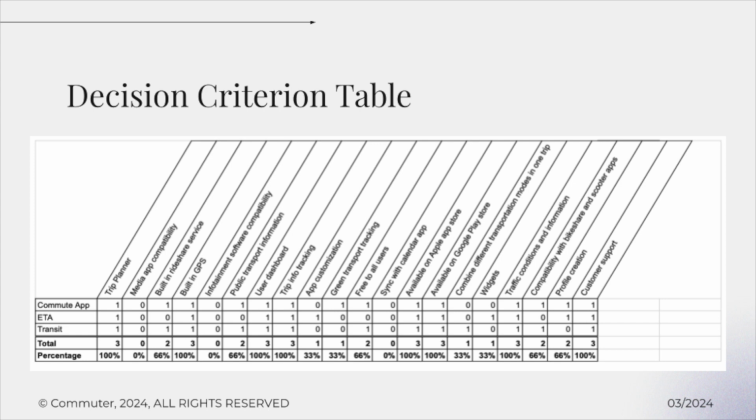This slide contains our decision criterion table. Here we chose 3 apps that we felt covered some of the features that we plan to use in Commuter. These range from a trip planner, to built-in GPS, to infotainment software compatibility, user dashboards, customization, widgets, and traffic information. By comparing these apps, we were able to get a decent grasp on where the gaps in the market are and what Commuter could do to fill those gaps.